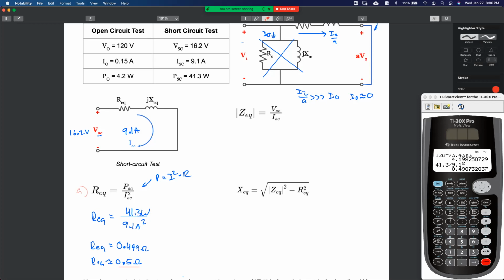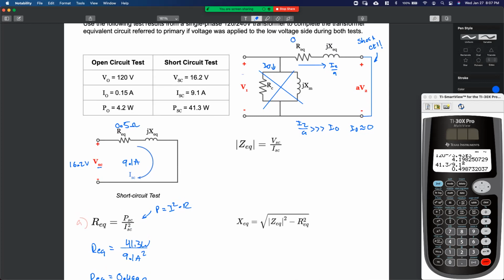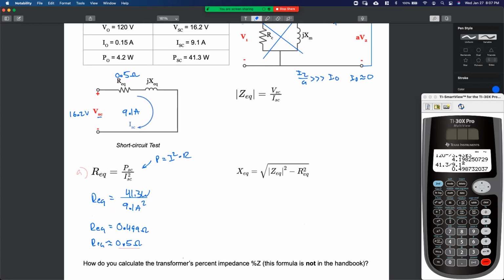All right, we solved for REQ, right? We'll say 0.5 ohms. This guy right here is 0.5 ohms. How the heck do I get XEQ? What formula is this? We'll call this step B. What formula is this right here? Ohm's law, right?